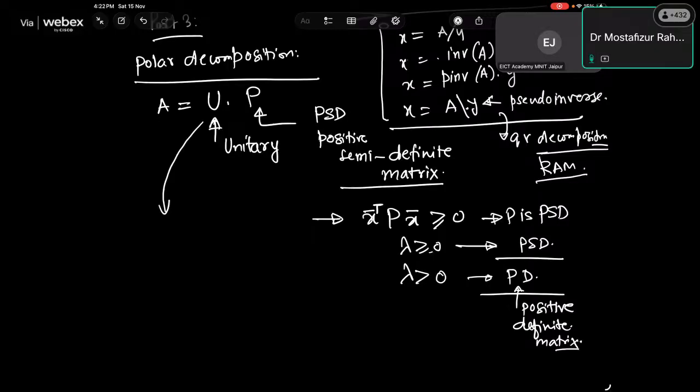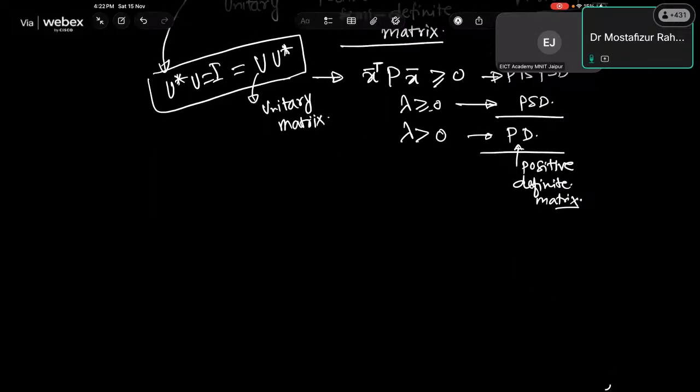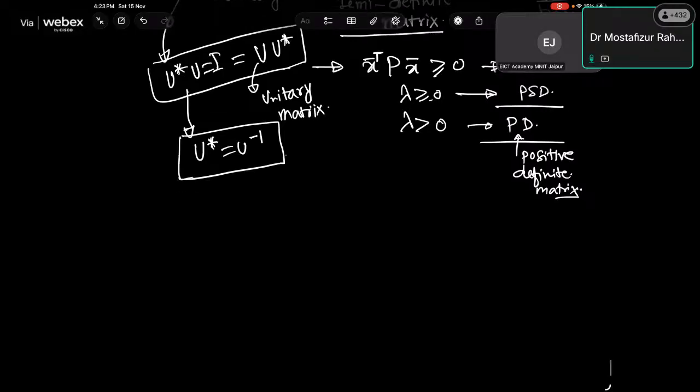And the unitary matrix we already know. If U star U equals identity, then we call the matrix U a unitary matrix. You may forget this definition, but the simple consequence is that this is only possible if U star equals U inverse. If this condition is satisfied, that means you post-multiply with U inverse, so that gives identity.